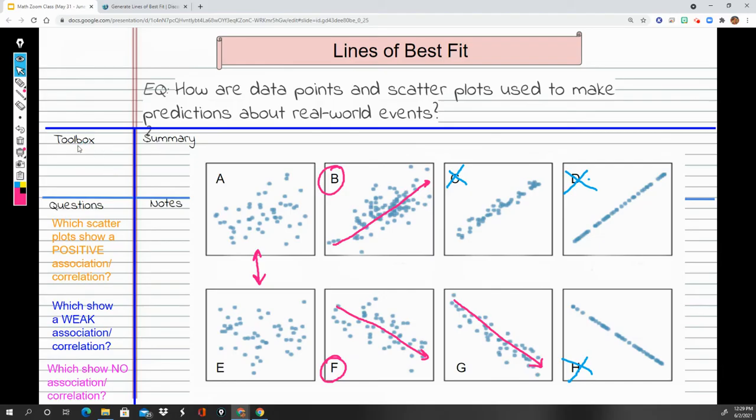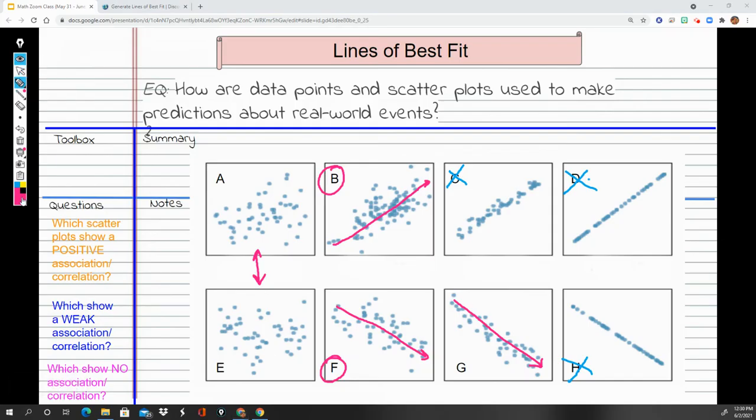And those are ones where they don't really have much of a relationship. Whatever's happening with X has no bearing on what happens with Y. And so you'll find that those points are just completely scattered. They don't follow a trend.